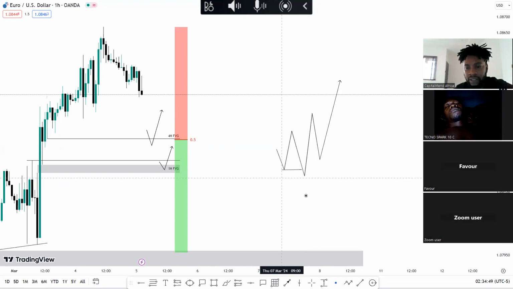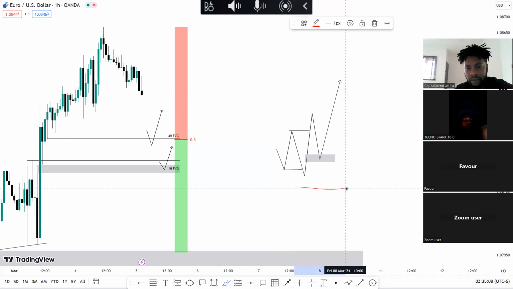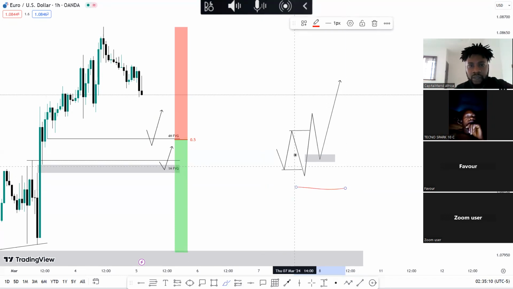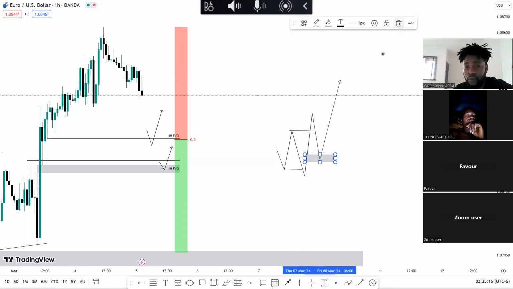Lower time frame liquidity grab, structure shift, and the 5 minutes gap. My stop loss will be below here. So this way it will help me with a good risk to reward ratio, which I normally go for 1:2 or 1:3.